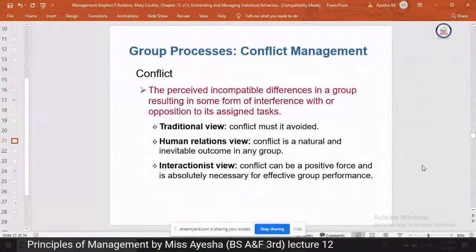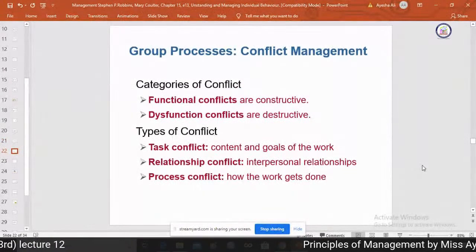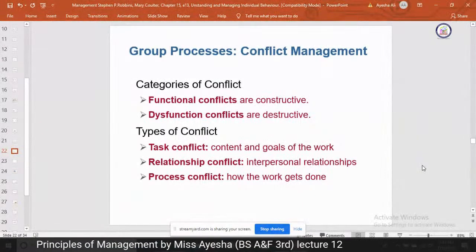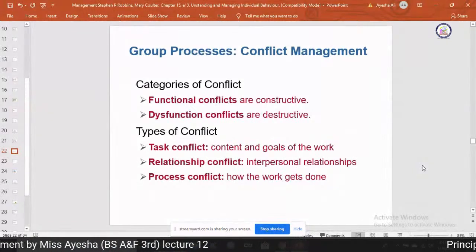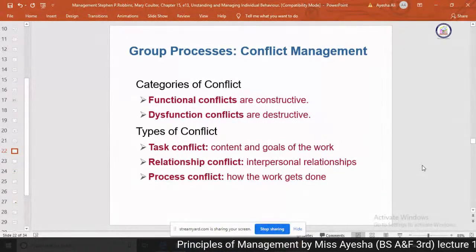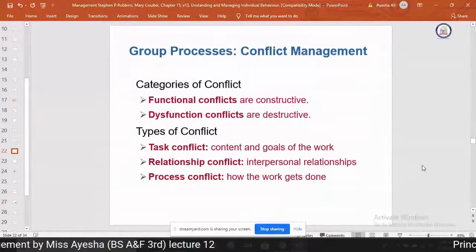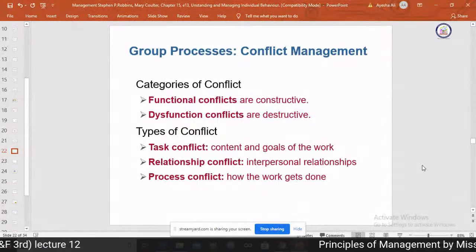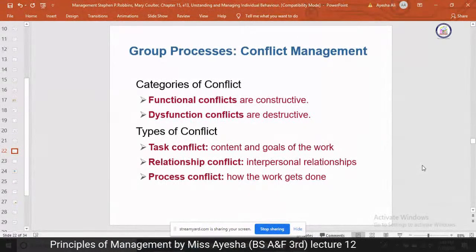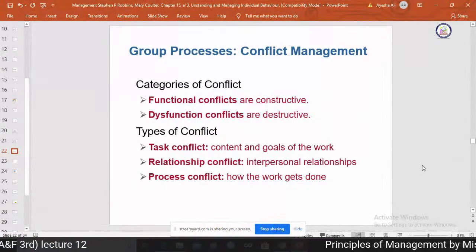Then we have categories of conflicts. The first is functional conflict and dysfunctional conflict. Functional conflict is constructive, and dysfunctional is destructive. Then we have types: task conflict, relationship conflict, and process conflict. Basically, task conflict is about the goals, relationship conflict is on the basis of interpersonal relationships, and process conflict is about how to get the work done.